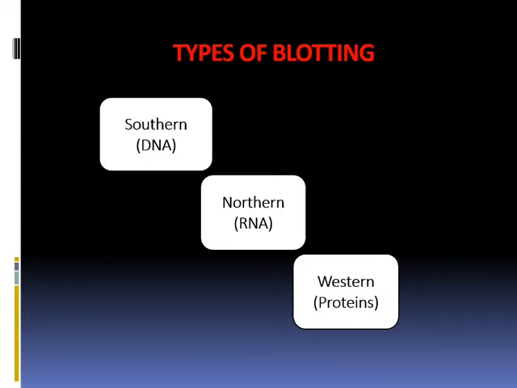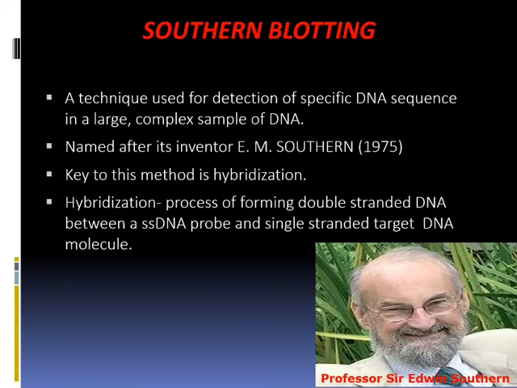Types of blotting. Southern blot is used to detect DNA. Northern blot is used to detect RNA. Western blot is used for detection of protein. First, we will discuss Southern blotting. Already I have told you Southern is for DNA.